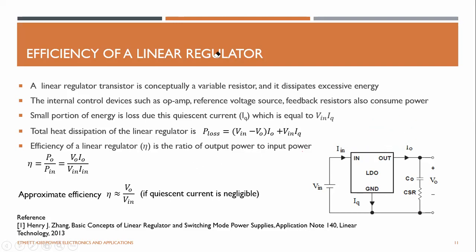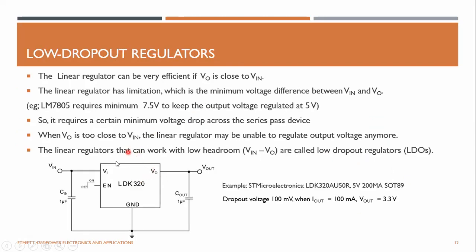Most of the time, these LDOs are built with PMOS or NMOS transistors. One example: the linear regulators I explained require at least 7.5 volts to regulate 5 volts, which means a 2.5 volt drop across the device. But these LDO regulators only need a 100 millivolt drop across the device in order to regulate. Ideal for post regulation with switch mode power supplies to run a very efficient system.